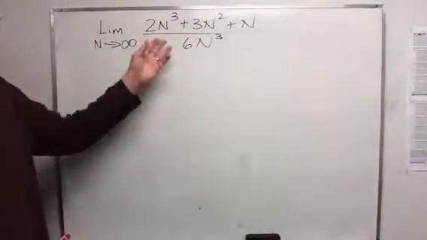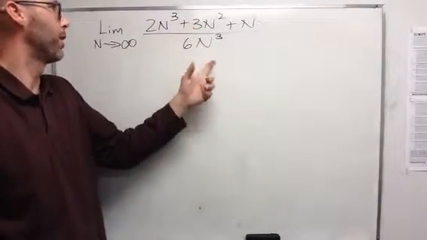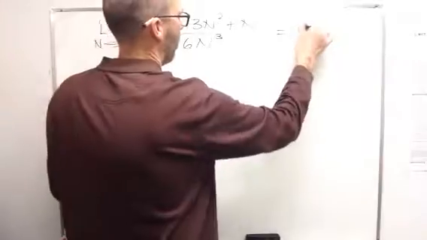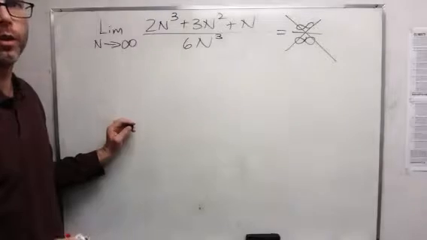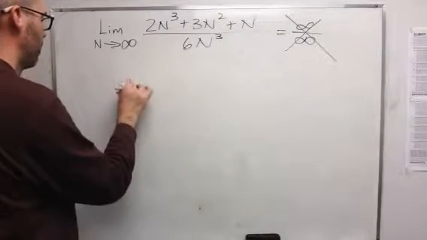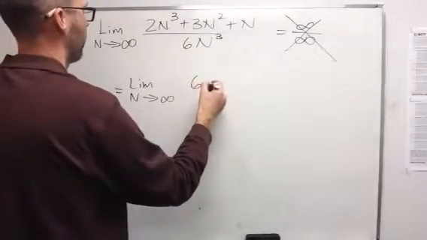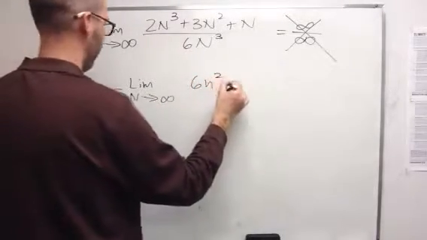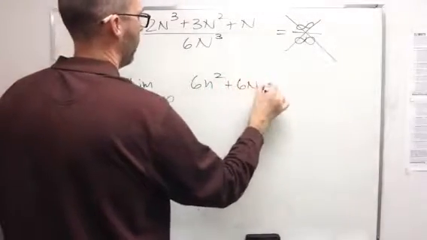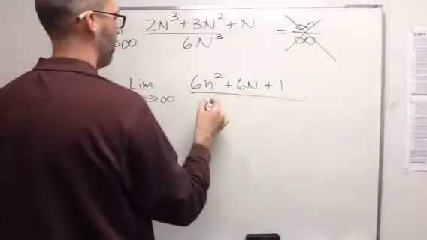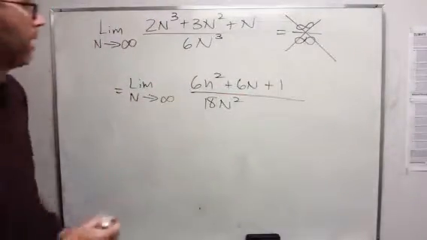And notice that as n approaches infinity, the top gets large and the bottom gets large. So we have infinity over infinity. Doesn't make sense to us. Go ahead and use L'Hopital's rule. Let's see, we got 6n squared plus 6n plus 1 over 18n squared. Again, you plug it in.